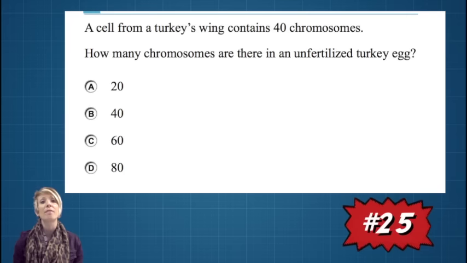Okay, question number 25. A cell from a turkey's wing contains 40 chromosomes. How many chromosomes are there in an unfertilized turkey egg? So again, that egg cell is one of the sex cells that we talked about that would be formed through meiosis. How many chromosomes would be in that? Pick your answer.